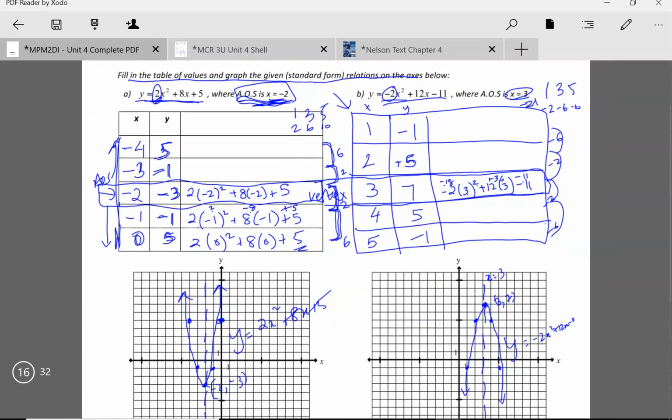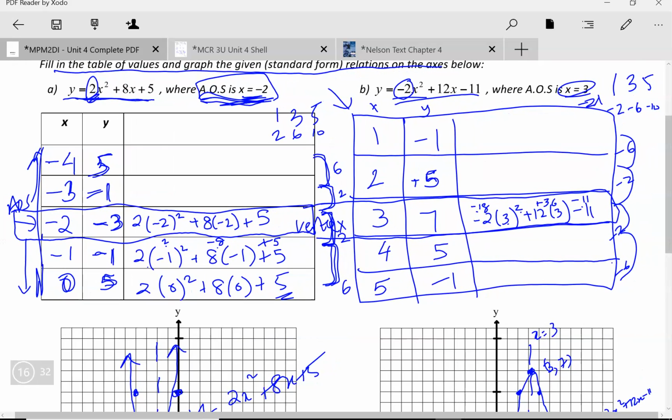We just understood that once we were given the axis of symmetry, if we were to draw a table of values, we always want to find the vertex. Again, basically, we took the standard form, we were given our axis of symmetry, and the first step we did was to find our vertex. Always, that's the first step.